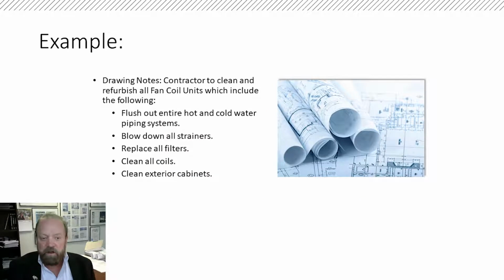Example of this is a real life example. There was some deferred maintenance on fan coil units for an entire building, and the owner wanted us to put in the contract documents the deferred maintenance items, even though we were just renovating a small portion of the building. So we put these notes on the drawing: flush out the entire hot and cold water piping system, blow down all the strainers, replace all the filters, clean all the coils, and then clean all the exterior cabinets. And this was to be done by the contractor for a capital renovation project.